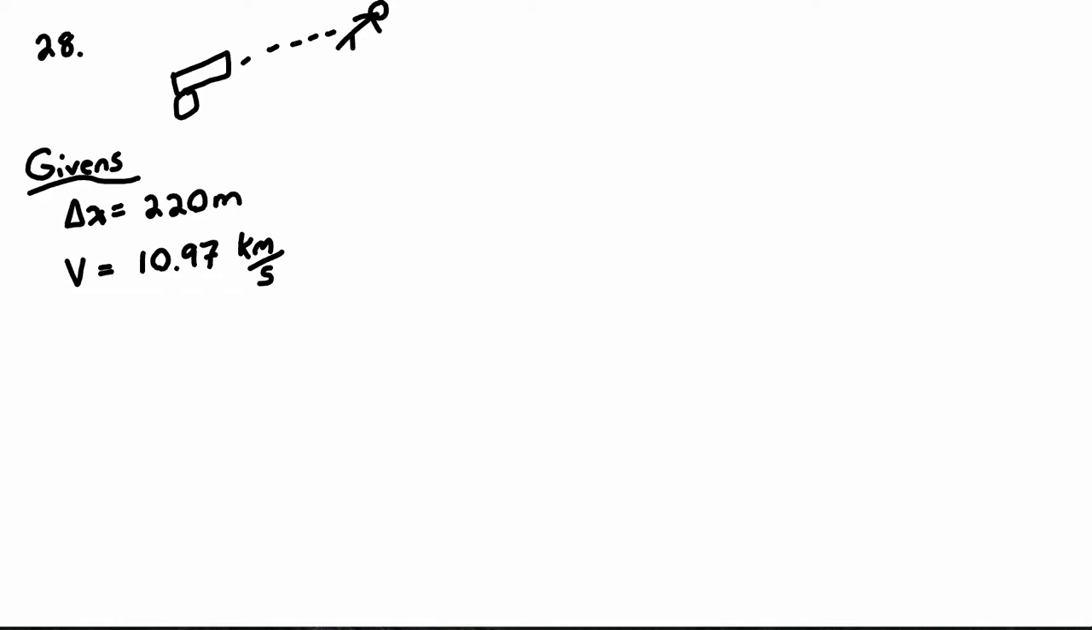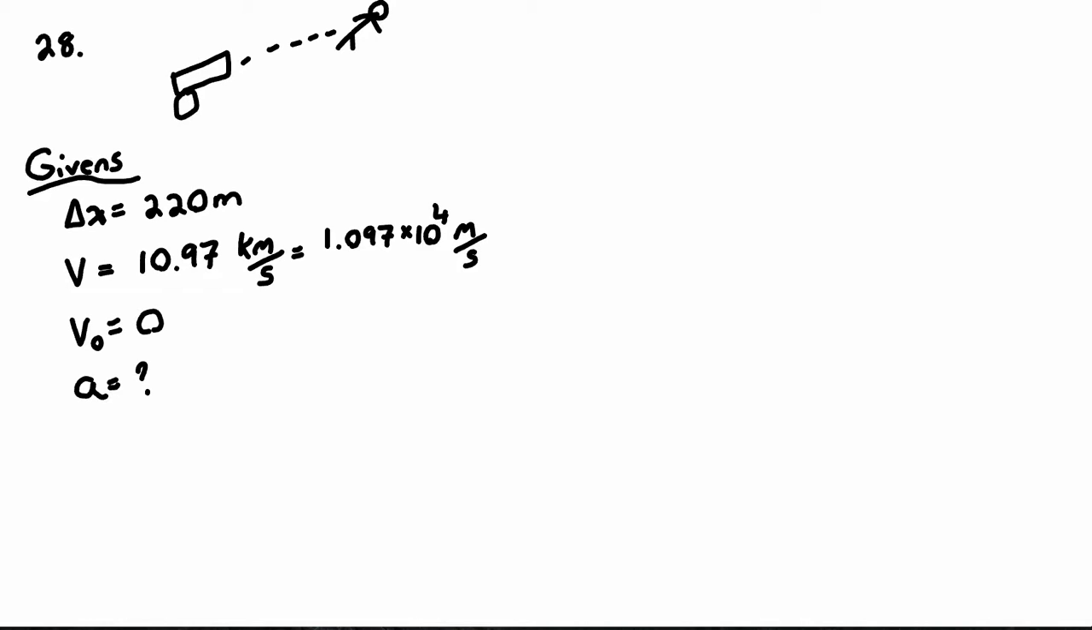And let's just do the conversion for it real quick right here. A kilometer is 1,000 meters, so what I would get is 1.097 times 10 to the fourth, and that's meters a second. All right. And then we're assuming that when we're firing this, the initial velocity is equal to 0. And what we're asked for is the acceleration.